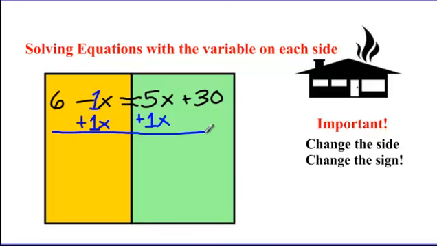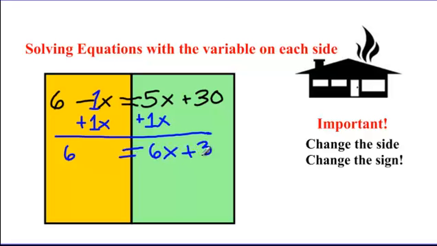That now gives us 6. Sorry, let me erase that again. That gives me 6 is equal to 6x plus 30. Now we have a number on one side, then we have a number with the variable plus a number. Well, we want to get all the numbers on one side. So we're going to have to change the side on this one. Here I have a plus 30, so I'm going to change the sign and make it a minus 30. What you do on one side, you must do where? To the other side.